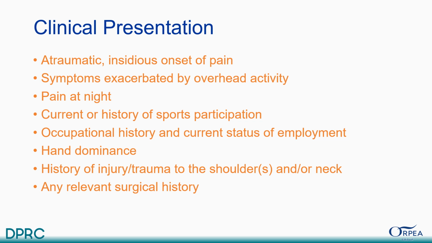It normally presents with an insidious onset of pain, atraumatic, with symptoms normally exacerbated by overhead activity. Most of the patients have complaints of pain at night, and they have a current or past history of sports participation, occupational or employment history of repetitive movements or overhead activities, hand dominance, mainly seen on the dominant hand, history of injury or trauma to the shoulder or neck, or some kind of relevant surgical history in the past.